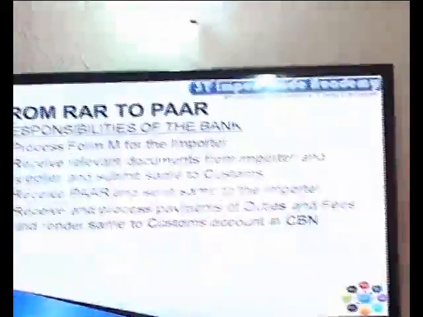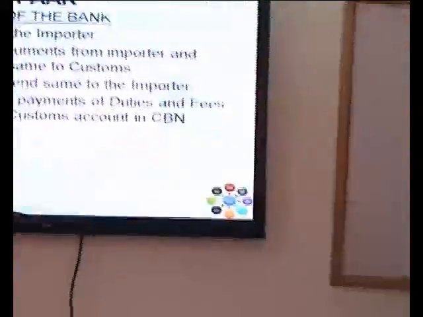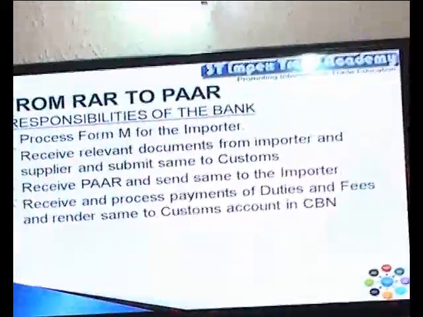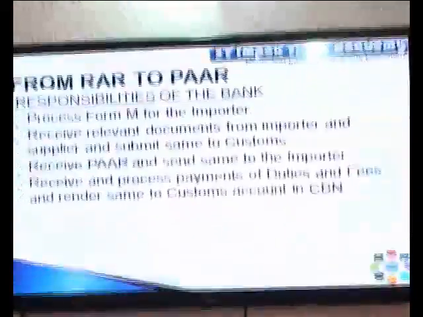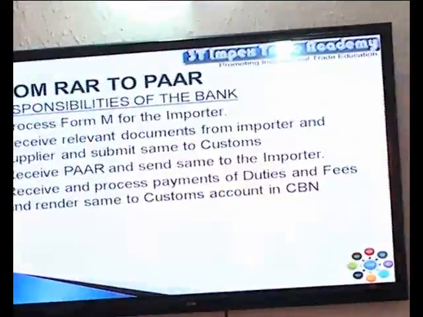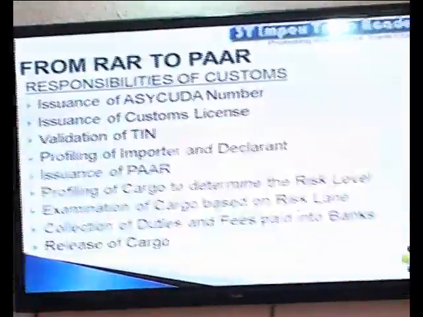What's the role of the bank? The bank processes your Form M. They receive the documents from the importer and supplier and submit them to custom. They receive your PAAR and send it to the importer. They receive and process payment of duties and fees and remit same to the custom account in CBN.